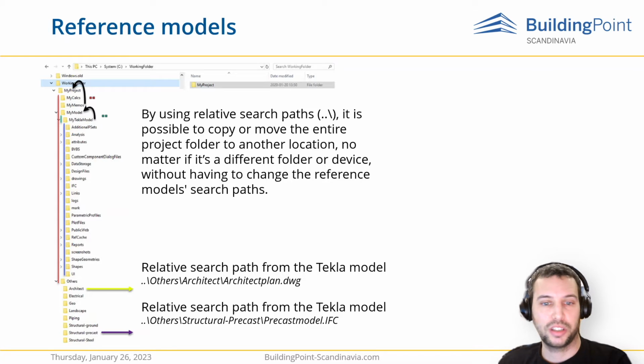Below you can see a few examples of what a relative search path looks like. And again, it's looking in the Tekla Structures models. So no long C drive, etc. search path.